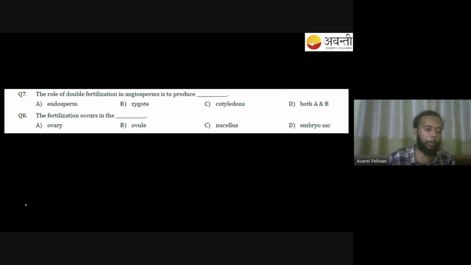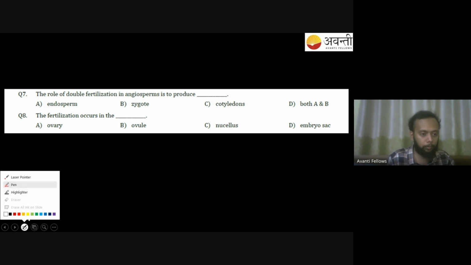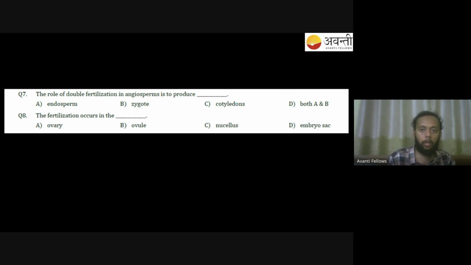ऑलराइट शिखा, क्वेश्चन नंबर 7 का यहाँ पे क्या आंसर होगा? ऑप्शन डी. ऑप्शन डी होगा यहाँ पे आपका आंसर एंड दैट्स गोइंग टू बी करेक्ट आंसर. The role of double fertilization in angiosperms is to produce both endosperm and zygote. बिल्कुल सही. ठीक है. देन क्वेश्चन नंबर 8, the fertilization occurs in.